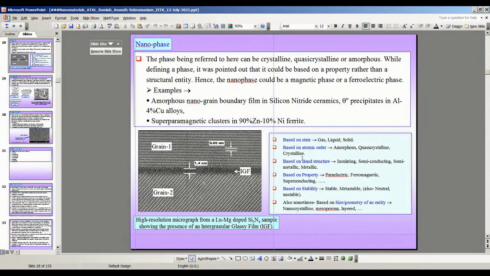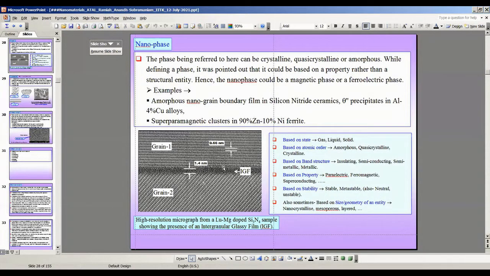Now, another important phase is the nano phase. What do you mean by nano phase? How do you define a phase? You can define phases based on the state, the atomic order, the band structure, or property. For instance, you can talk about a ferroelectric or a ferromagnetic property. You can even talk based on stability, like a metastable phase. And here we also talk based on size and geometry of the entity. That's where nanocrystalline phases come in.